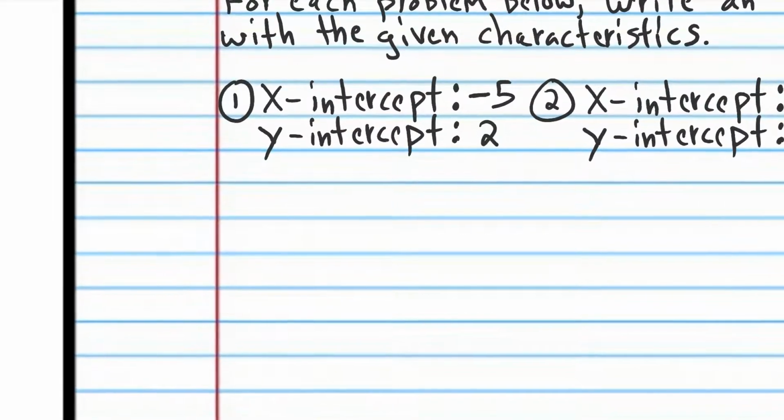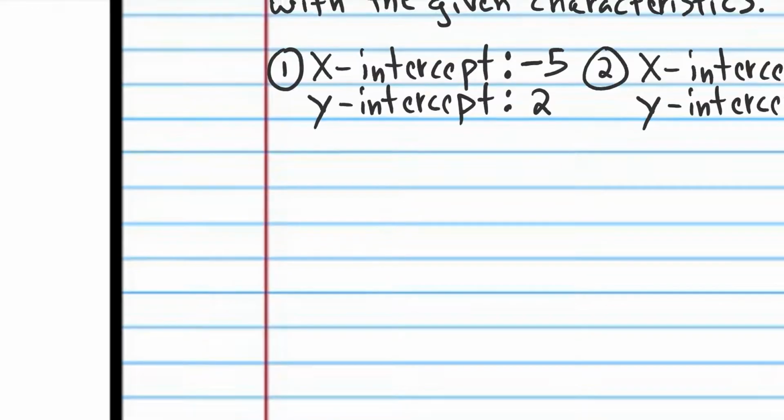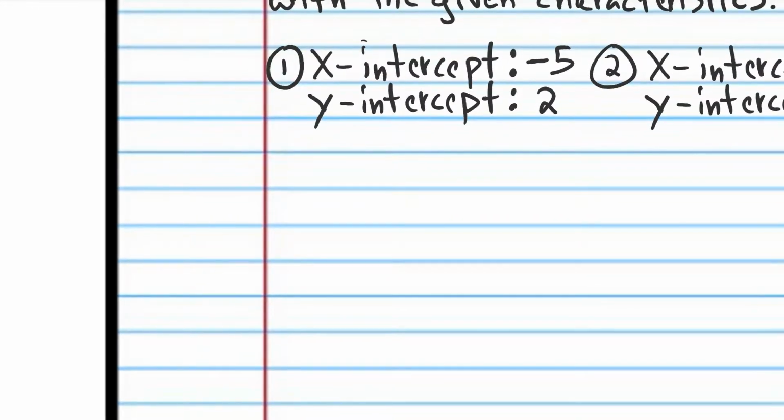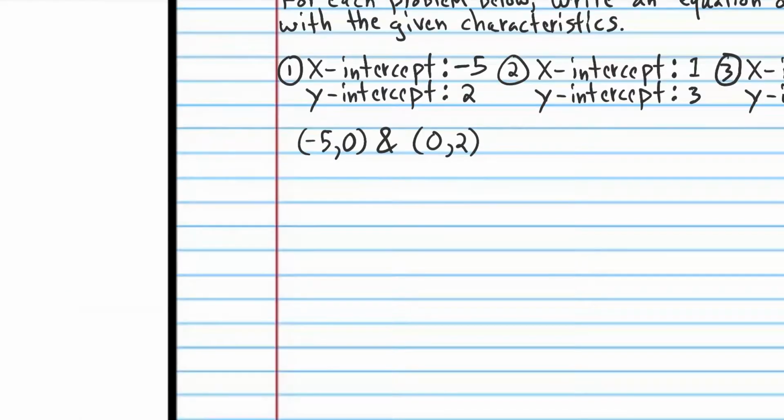So again, we're looking for the equation of the graph that has the following x and y intercepts. Because the x-intercept is -5, we know that (-5, 0) is a point that's on the line. And because the y-intercept is 2, we know that (0, 2) is a point that's on the line. So we have 2 points on the line.